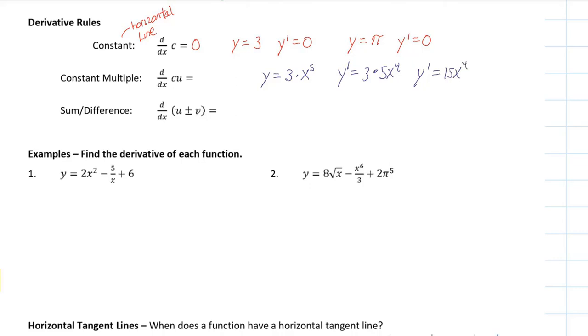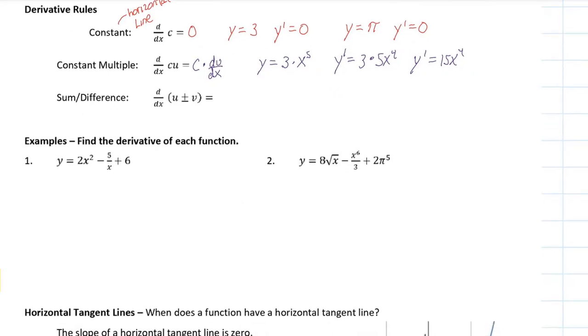It means you can keep the c there, whatever that c value is, and you can multiply it by the derivative of whatever function you're dealing with. Seems like an odd rule maybe, but you'll get used to it.